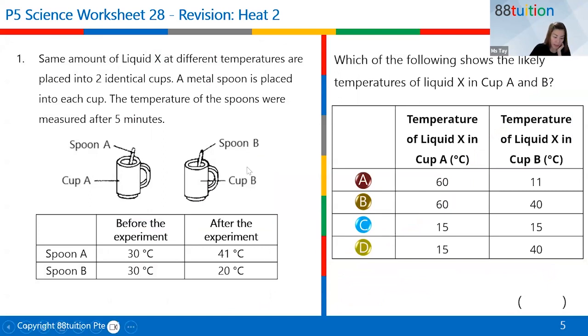So you have the same amount of liquid X, which are at different temperatures. They are placed into 2 identical cups. A metal spoon is placed into each of the cups. The temperature of the spoons were measured after 5 minutes. Before the experiment, the spoons are at room temperature. After that, you see the spoon that is placed in cup A becomes hotter. That means it has gained heat. Whereas this one, once you put the spoon in, it becomes colder.